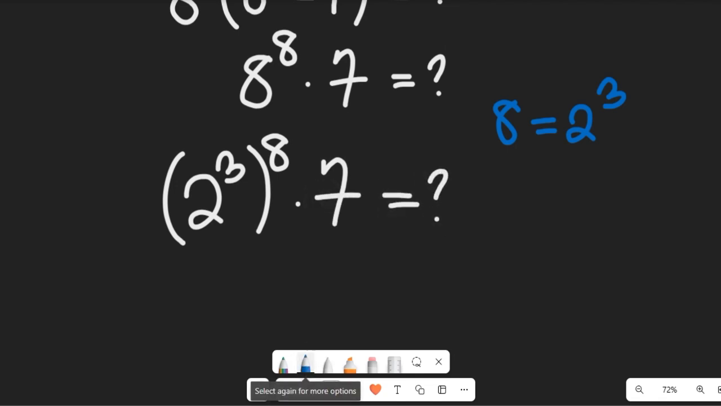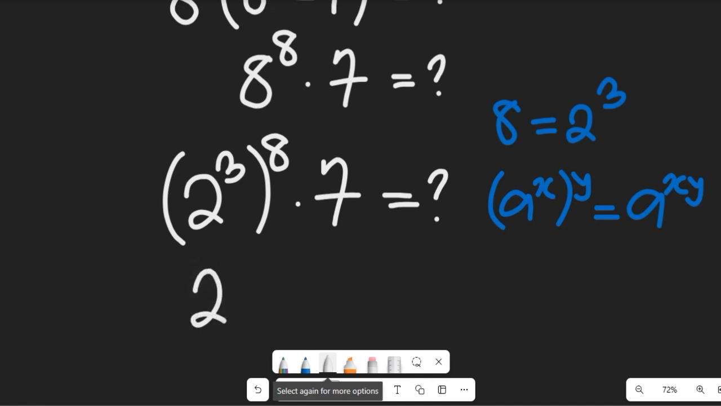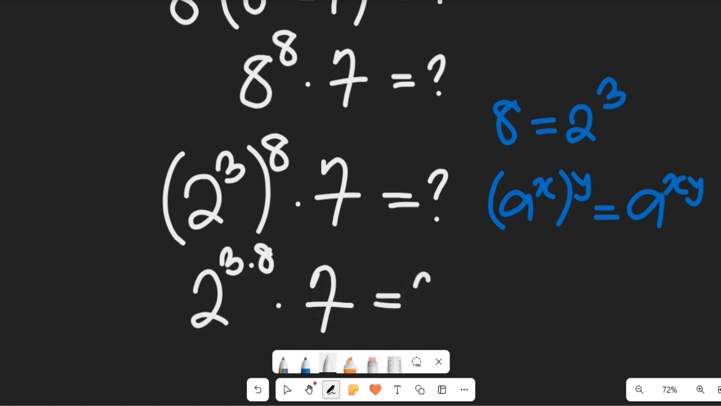Now, take your mind back to a law of indices. If you have a to the power of x with an external power of y, this can still be equal to a to the power of x times y. So that external power will multiply. So we'll have 2 to the power of 3 multiplying 8 multiplied by 7, and this will give us what?